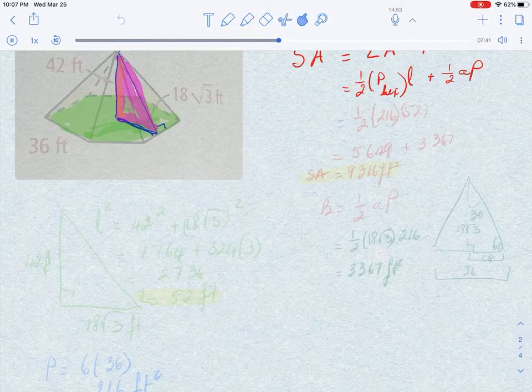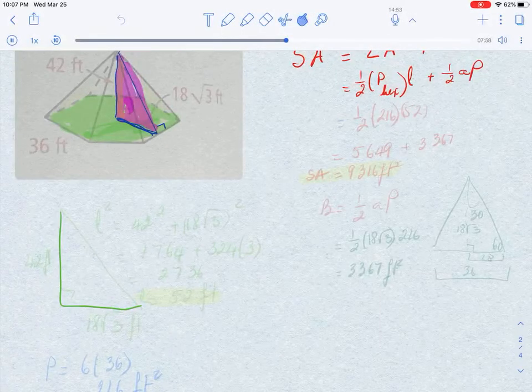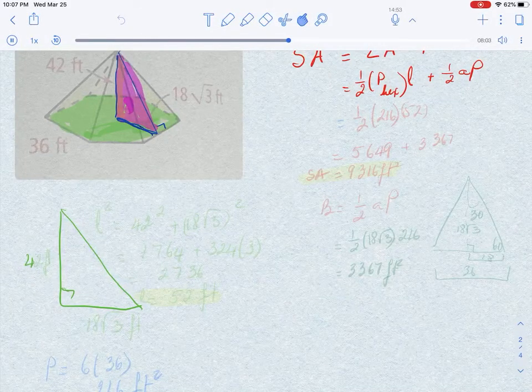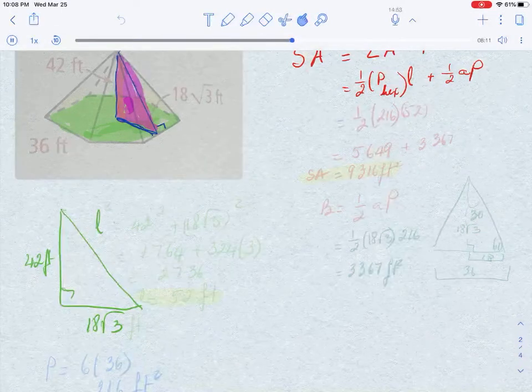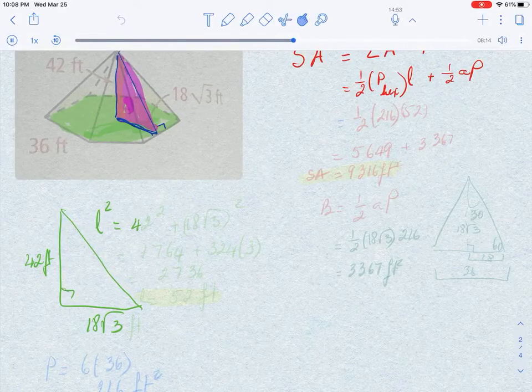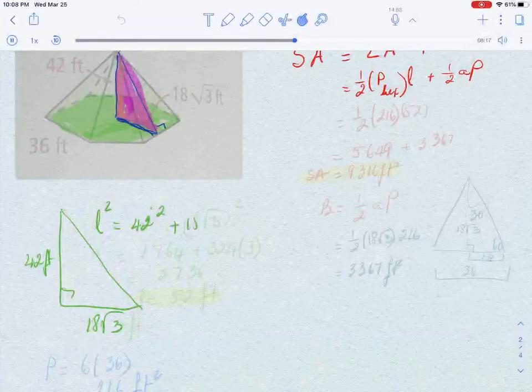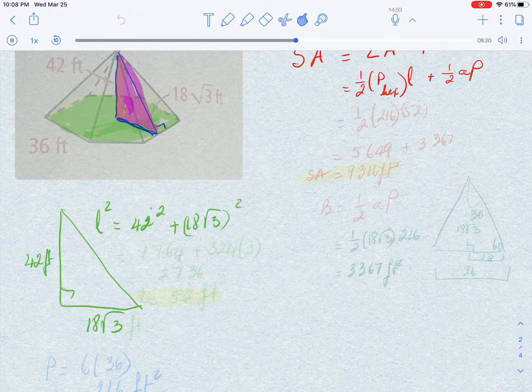What I need here is the Pythagorean theorem. Let me erase this, I don't need it. The slant height is going to use the Pythagorean theorem. So I'm going to have 42 feet, and this is 18 square root of 3. I'm looking at this piece. So my slant height should be the square root of 42 squared plus 18 radical 3 squared.